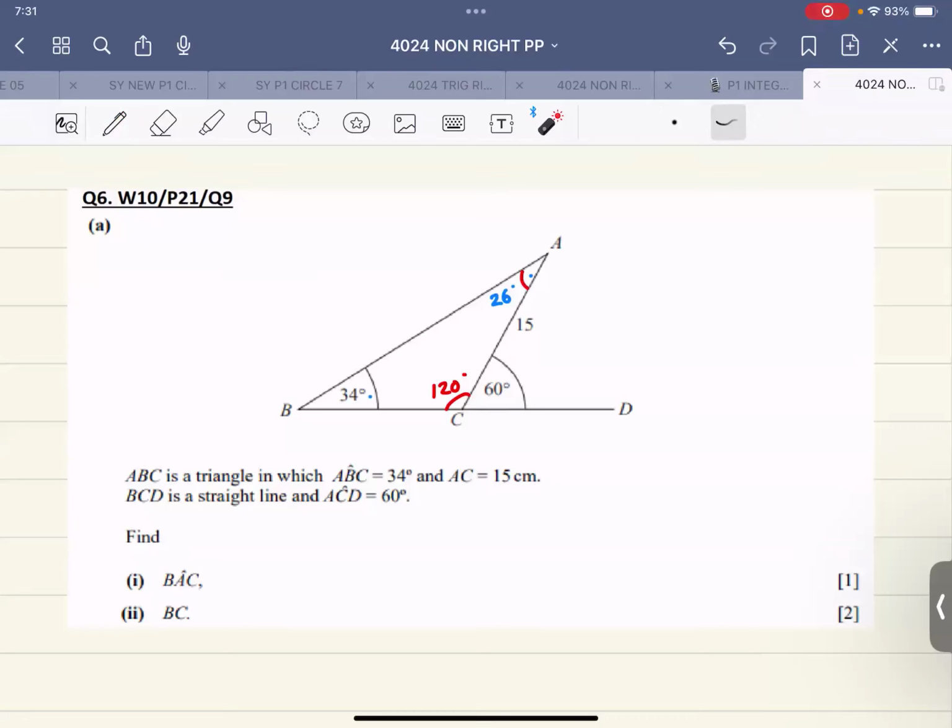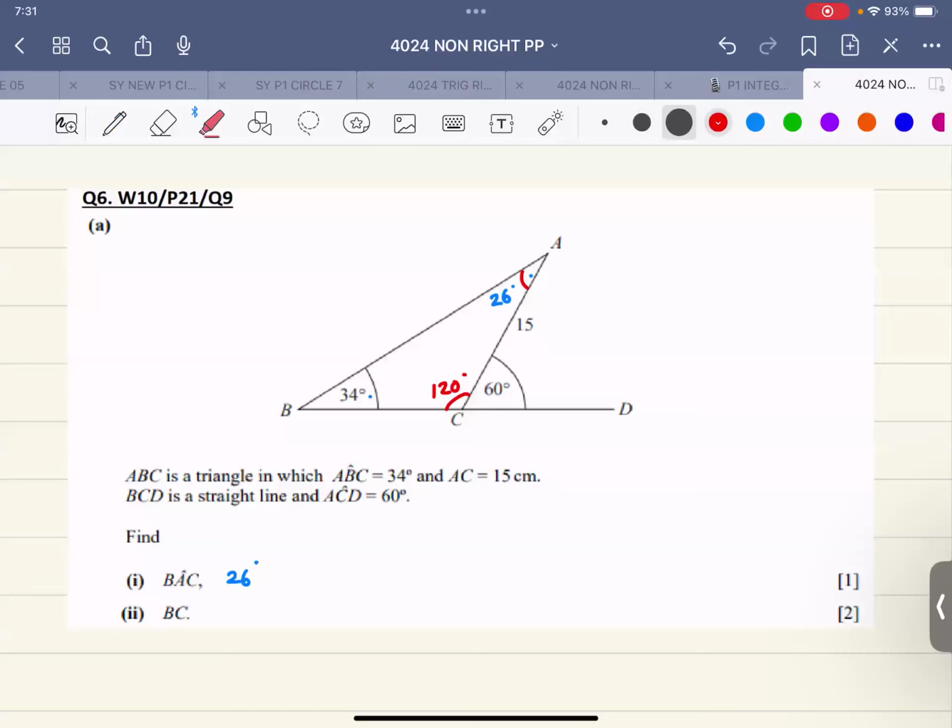Always a good idea to double check. 30 plus 20, 50. 4 plus 6, 10. That is 60. 60 plus 120, 180. First of all, it's asking for BAC. So BAC is found. That is 26 degrees. The next one is finding BC.